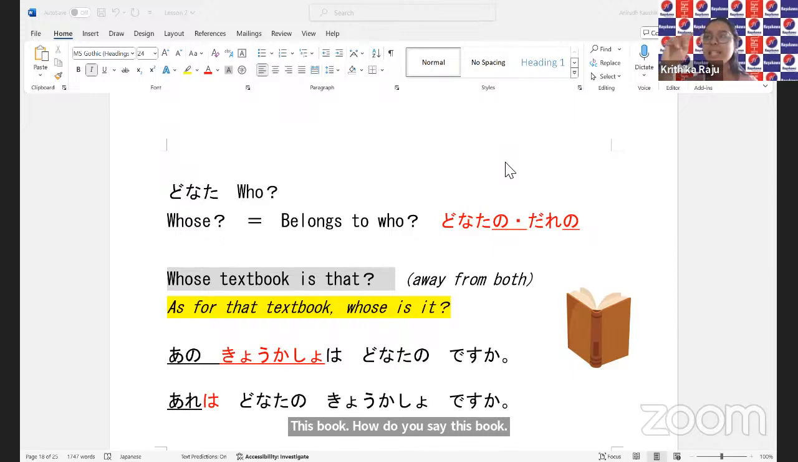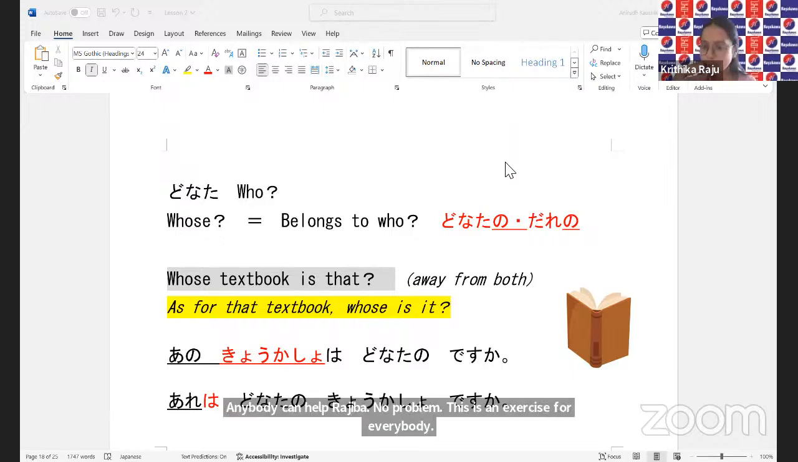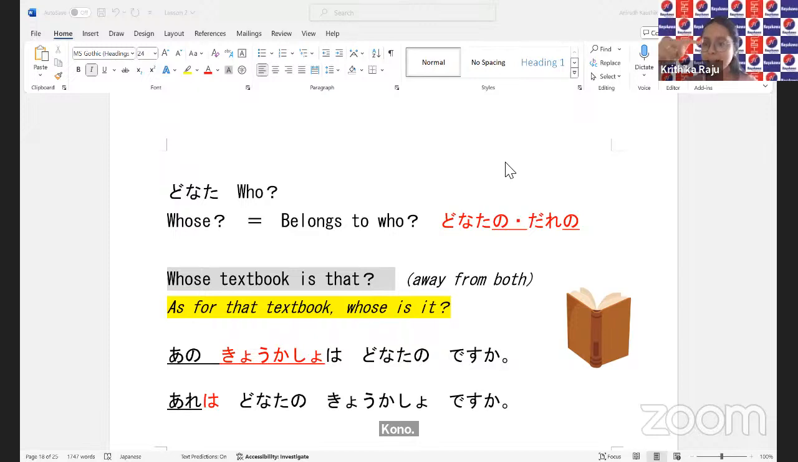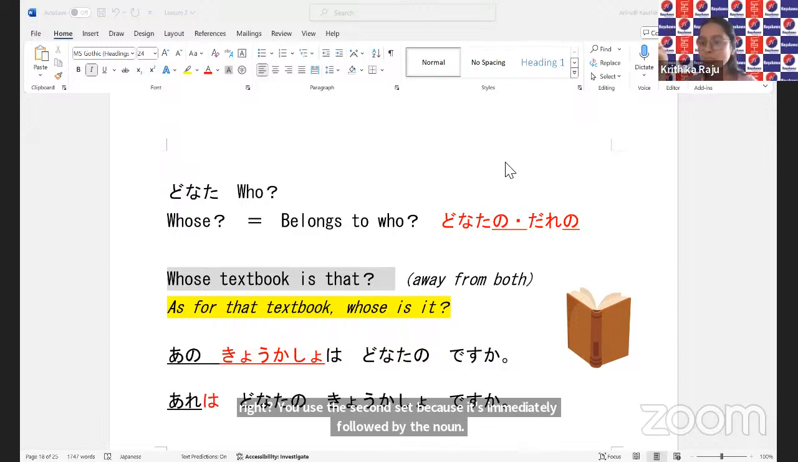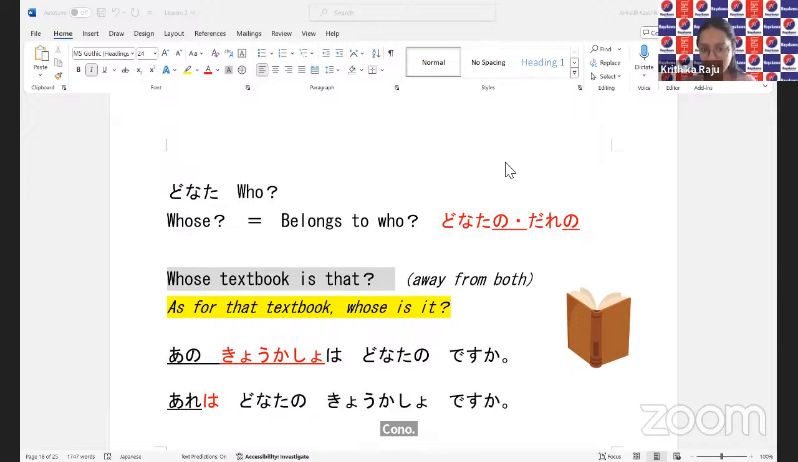This is immediately followed by the noun book. Hi, anybody can help Pradeep sir. No problem. This is an exercise for everybody. Kono, kono, right? You use the second set because it's immediately followed by the noun. Kono hon wa. Kono hon.